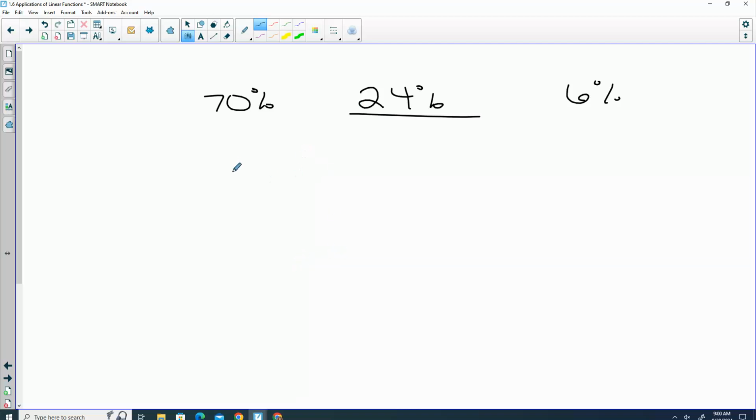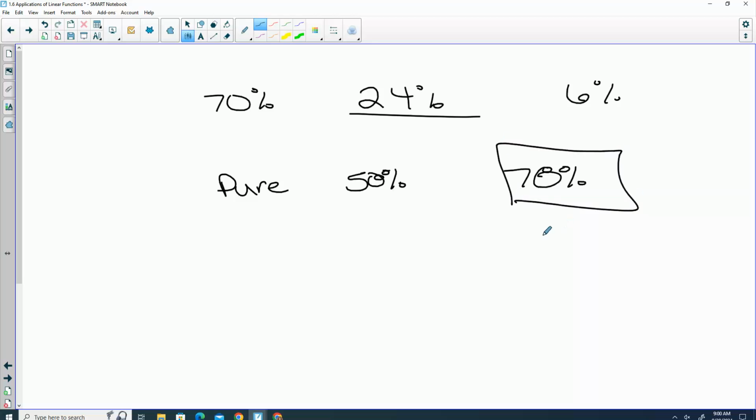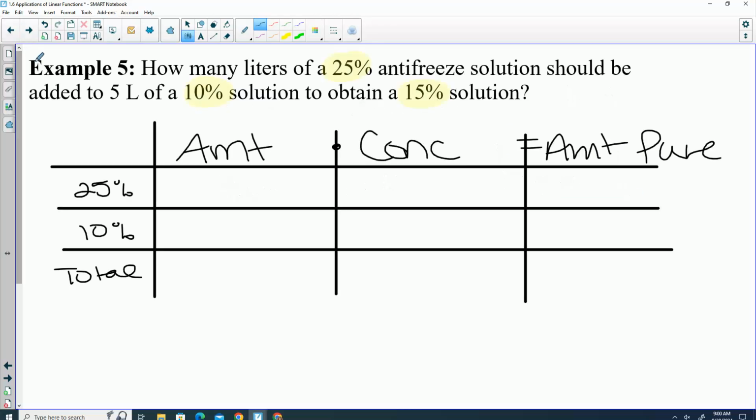If I said you had a pure, a 50%, and a 70%, which one has to be the total? The 70%. So when you're looking at these concentrations, you're going to mix your highest and lowest to get something in between. All right, so it says how many liters? Your amount, that's like your liters or your gallons, whatever the case may be. Concentration is like your percent.